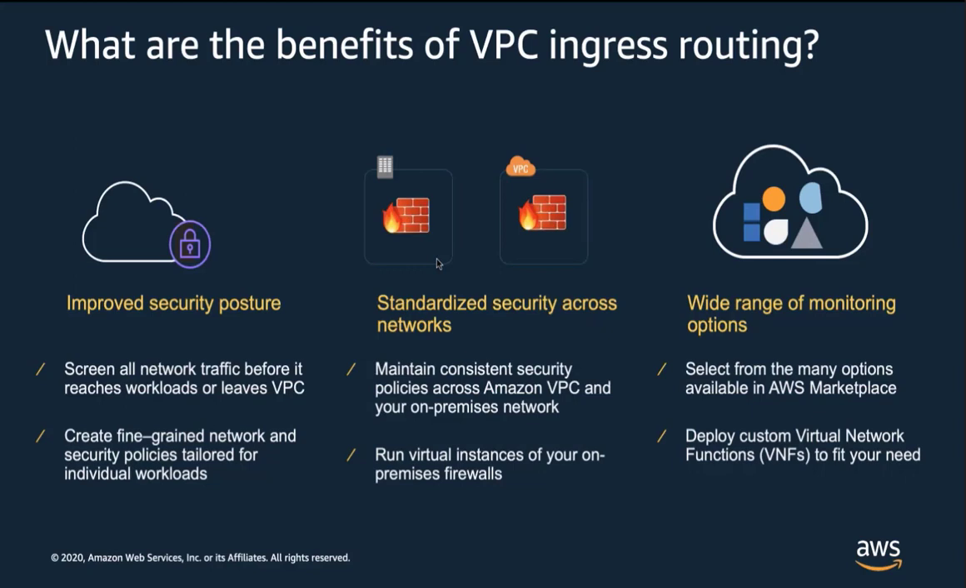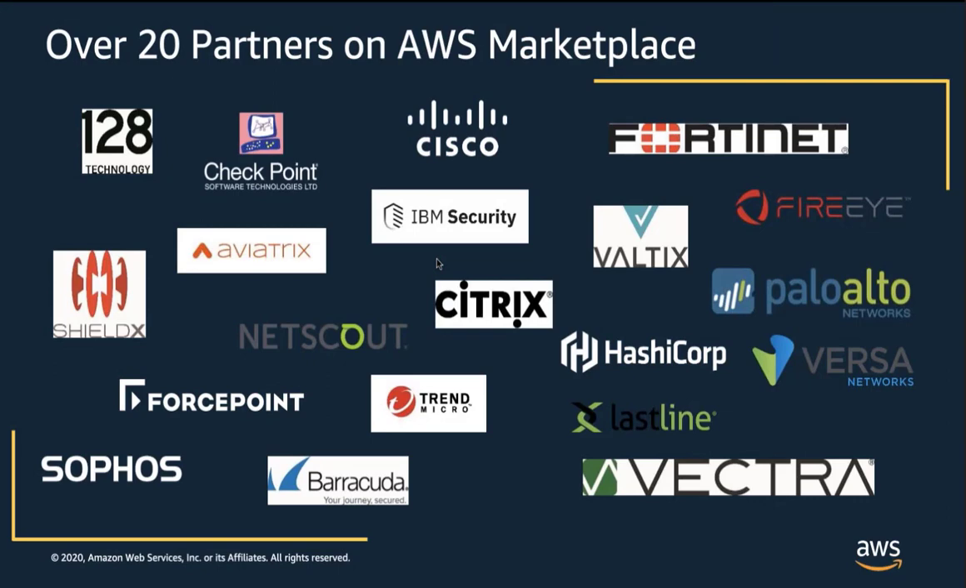The third, wide range of monitoring options. So you can select from the many options that are available in AWS Marketplace. And I have a slide showing all our market partners, which is growing every day. And if you want, you can also design your own custom virtual network function and deploy it to fit your need. So we launched this feature last year at re:Invent in December 2019 with over 20 partners on AWS Marketplace. And the count is increasing.